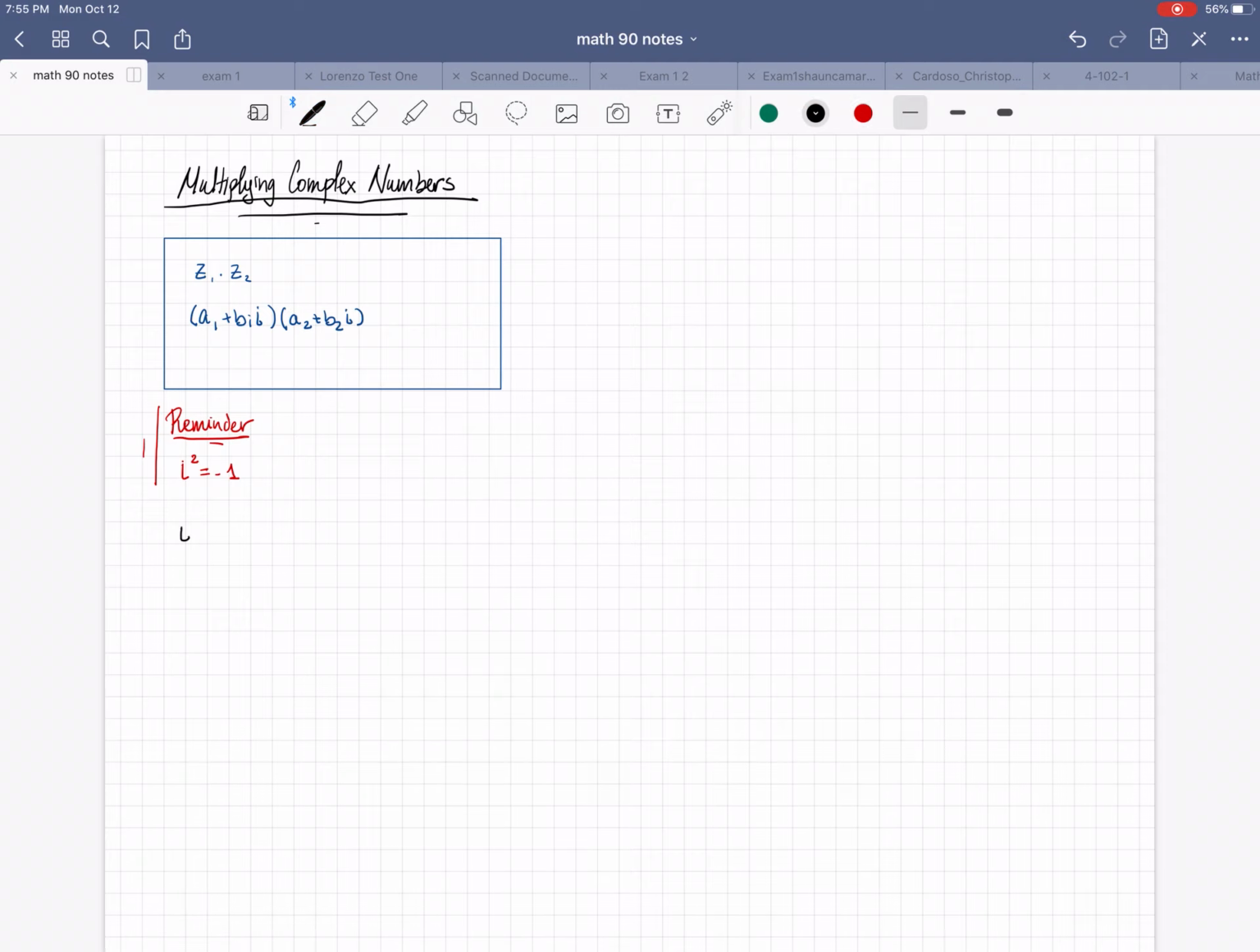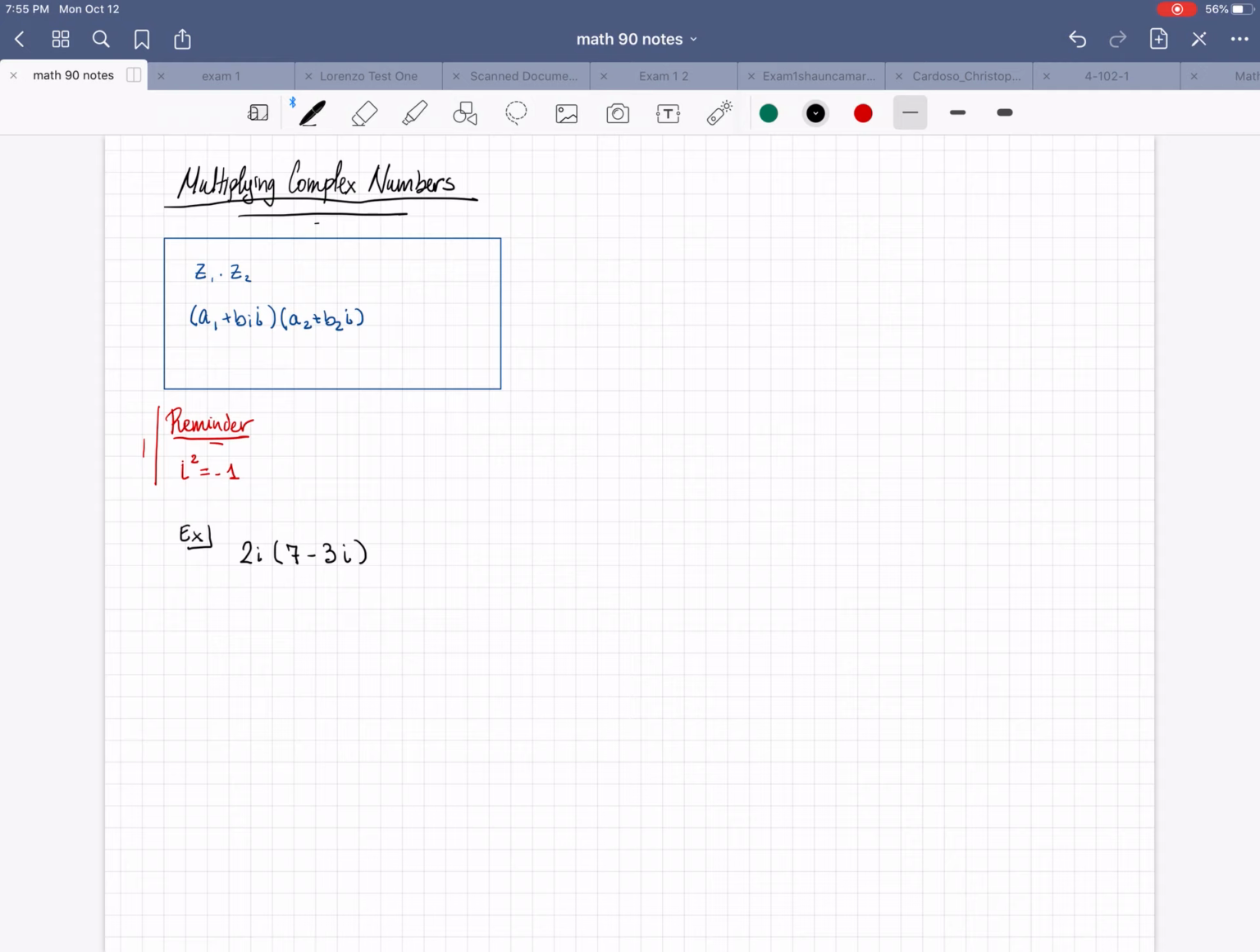So I'm actually going to dive straight into an example. Say that I have the product of the following two numbers. Say that I have 2i times 7 minus 3i. These are two complex numbers. 2i happens to be purely imaginary. That's fine. 7 minus 3i is complex. It has a real part and an imaginary part.